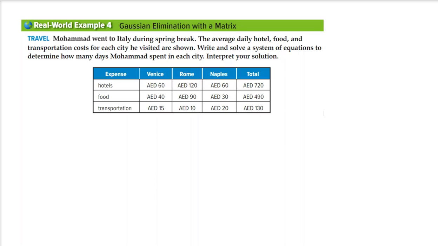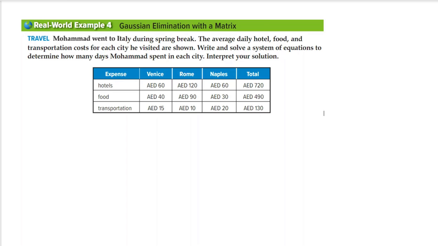Okay, real world example 4, using the Gaussian elimination method with a matrix. So the question says, travel. Mohammed went to Italy during the spring break. The average daily hotel, food and transportation costs for each city he visited are shown. Write and solve a system of equations to determine how many days Mohammed spent in each city.